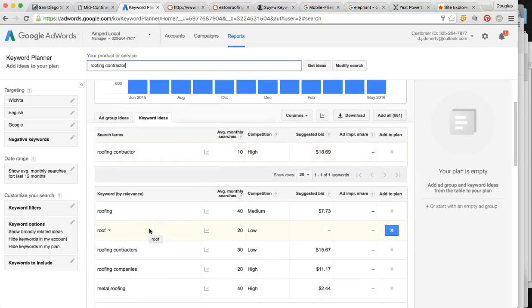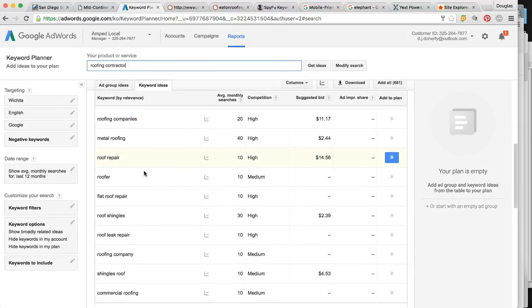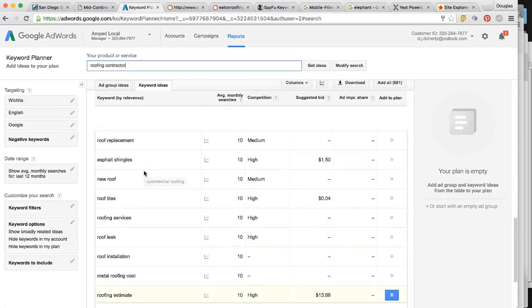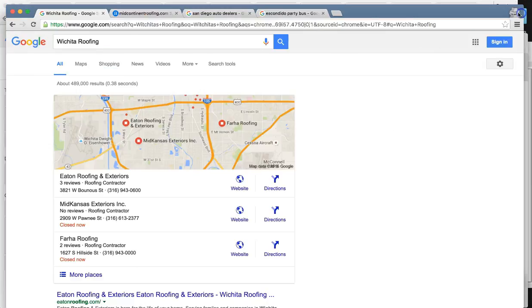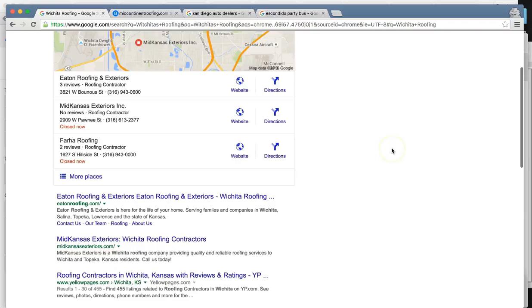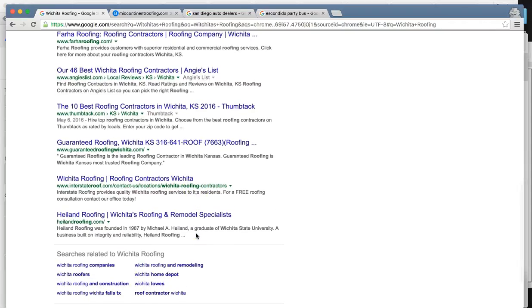As you can see on Google, we're able to target all the most profitable keywords people are actually searching: roofing contractors, roofing companies, metal roofing, roofer, flat roof repair, commercial roofing. All of these keywords are what you're going to want to rank your business for. This is what people are actually searching to find your services in your area. So for Wichita roofing, the most profitable keyword search, I couldn't find you at all on the Google Maps or the organic listings.